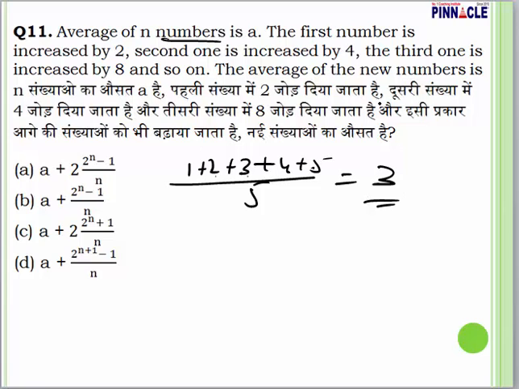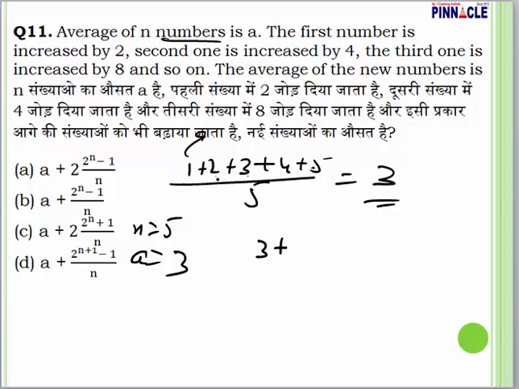We have taken 5 numbers. Average of n number, in place of n we have taken 5. So here value of n is equal to 5. And the first average is A, so average is 3 here. Now first number is increased by 2, second number by 4, and third number by 8, and so on. For example, this number increased by 2 would become 3.